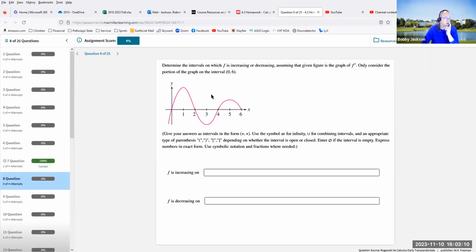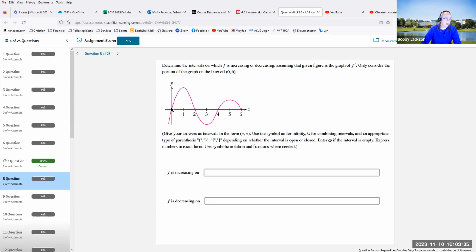So now, it looks like the same graph, we're going to determine the intervals on which the function f is increasing or decreasing. Now we're going to assume that the given figure is the graph of f prime. It's kind of like roles are reversed here now. So now this is the derivative, not the actual function. So remember the relationship. The function is increasing when the derivative is positive. So this is the derivative.